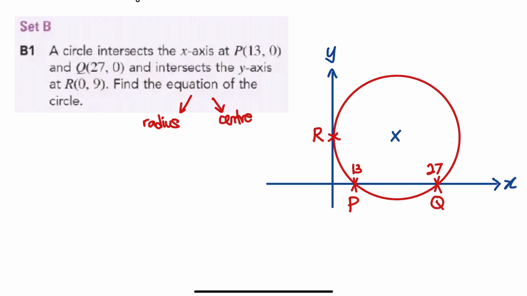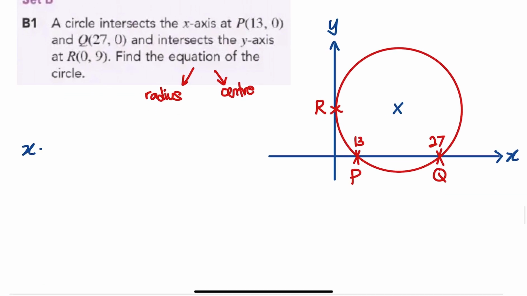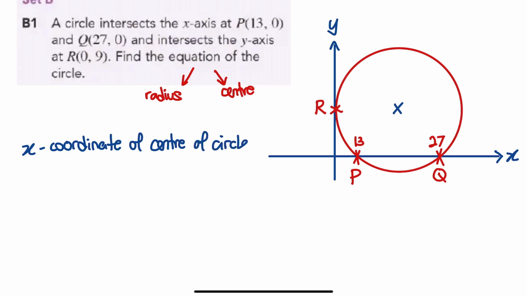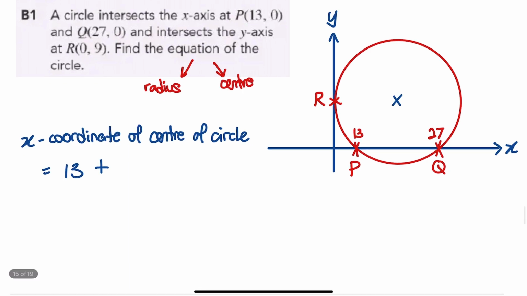So very simply, we can first find the x-coordinate of the center of the circle. This x-coordinate here is simply this distance, 13, plus the distance to the midway point between 13 and 27. So this is simply equal to 13 plus, I take 27 minus 13 to find this distance here, then I divide by 2. Therefore, your answer should be 13 plus 7, which is equal to 20.